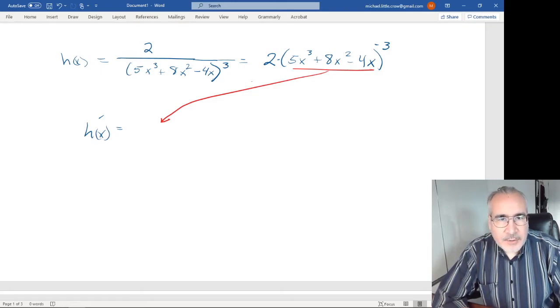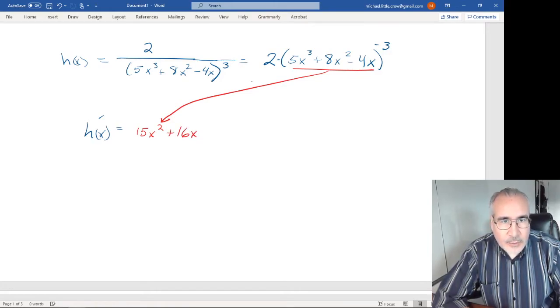Okay, so 3 comes down. 3 times 5 is 15. 3 minus 1 is 2. 2 times 8 is 16. 2 minus 1 is 1, so that's 16 to the 1 power. And then this 1 comes down. 1 times negative 4 is negative 4. 1 minus 1 is 0. x to the 0 is 1. So that's the derivative of the inside part.